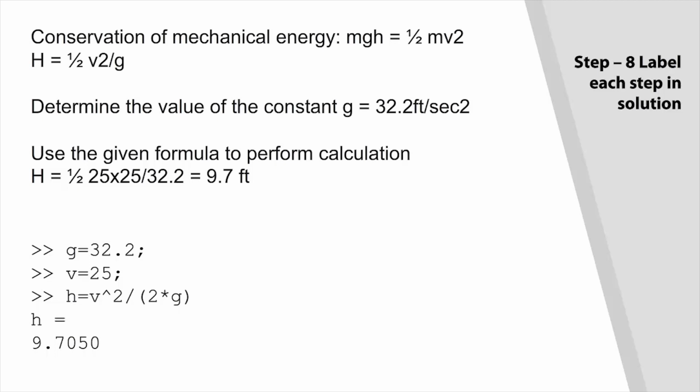So we define variable g with a value of 32.2, then we define variable v with value 25, and then we write our equation for h, that is v square by 2g. So we get an h that is approximately 9.7 feet.